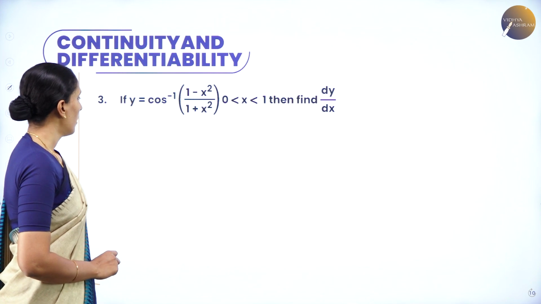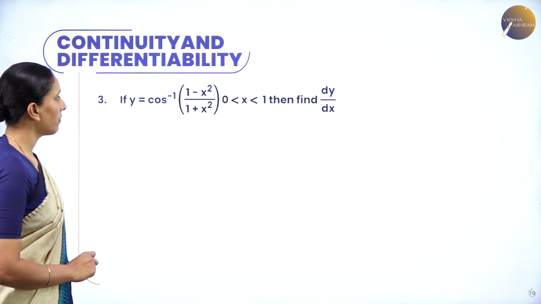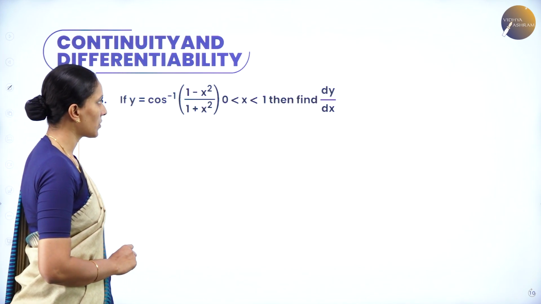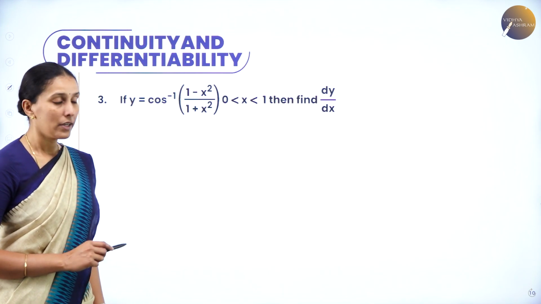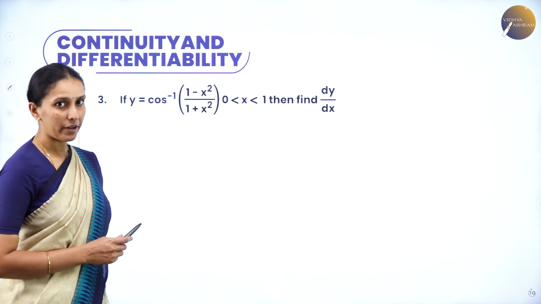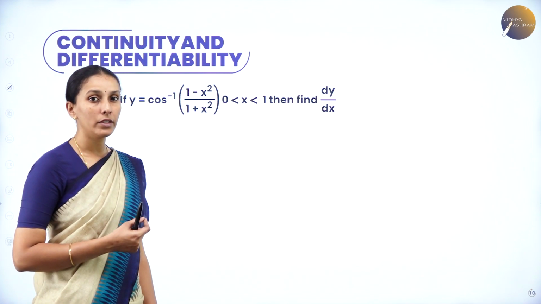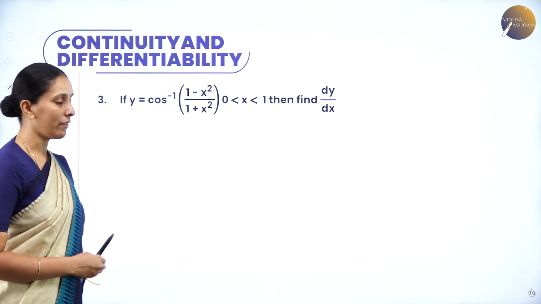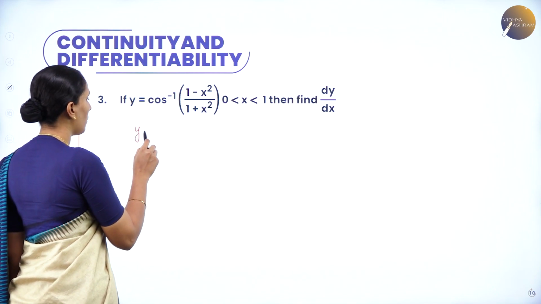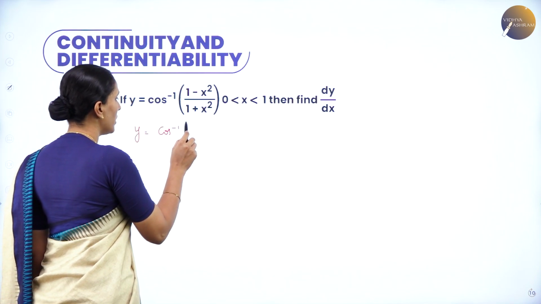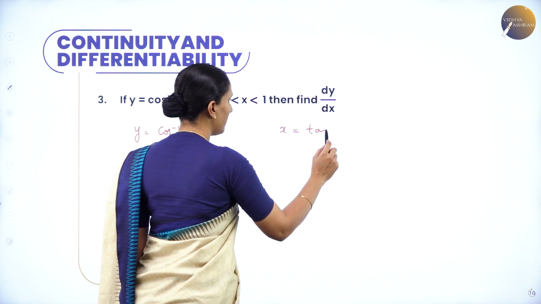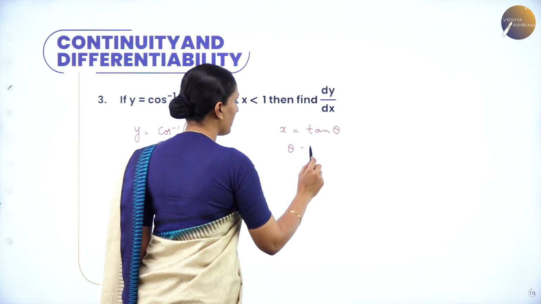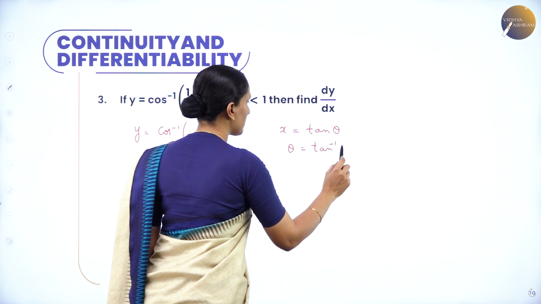Next, if y is equal to cos inverse of (1 minus x square) by (1 plus x square), where x lies between 0 to 1, find dy by dx. So clearly it's an inverse trigonometric function. When we have to find the derivative, let us simplify it first. Then y is equal to cos inverse of, in the place of x, I'll put x is equal to tan theta. Then theta will be equal to tan inverse x.